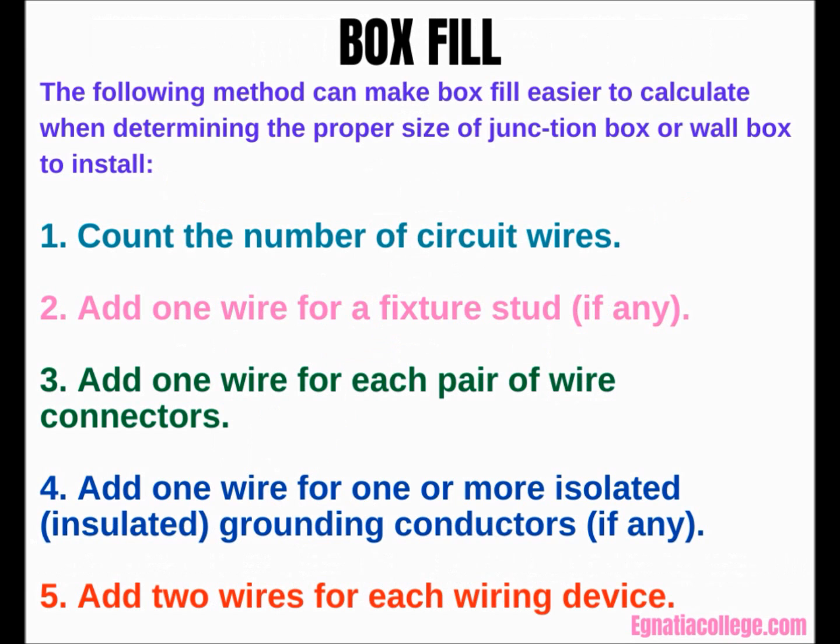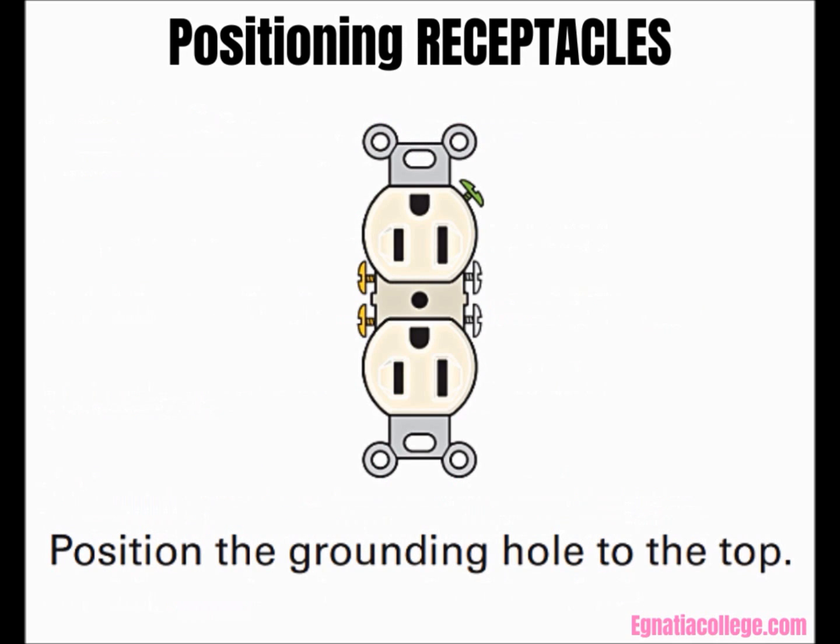Box fill. The following method can make box fill easier to calculate when determining the proper size of junction box or wall box to install. 1. Count the number of circuit wires. 2. Add 1 wire for a fixture stud, if any. 3. Add 1 wire for each pair of wire connectors. 4. Add 1 wire for 1 or more isolated, insulated, grounding conductors, if any. 5. Add 2 wires for each wiring device.